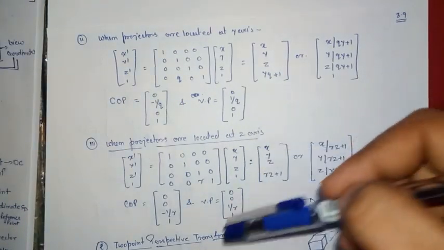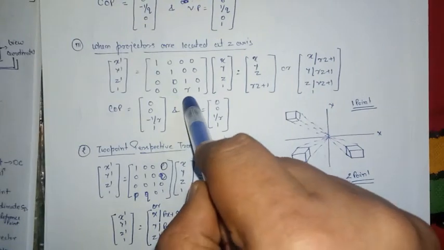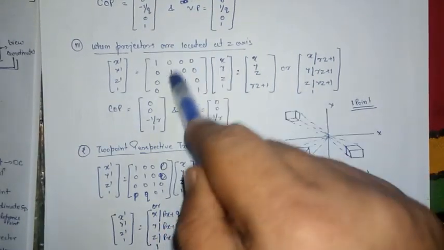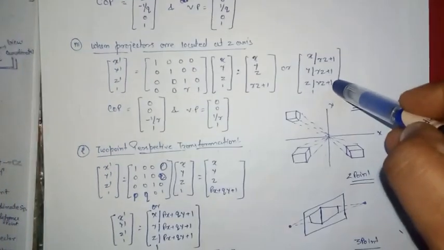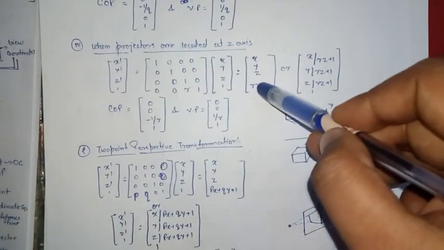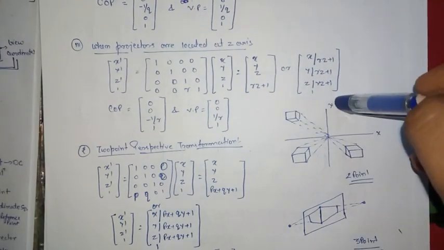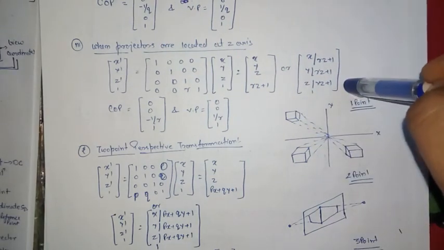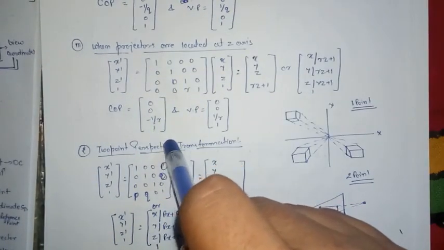Do the same thing for the z-axis also. In the z-axis, the projection factor r will be coming here. After multiplication, this matrix will be coming. In this matrix, you can write it by dividing all the terms by this value. Then you can find your center of projection is 0, 0, minus 1 by r, 1, and the vanishing point is this.